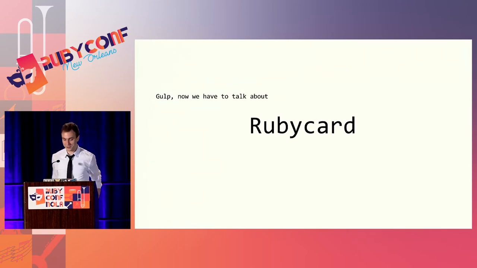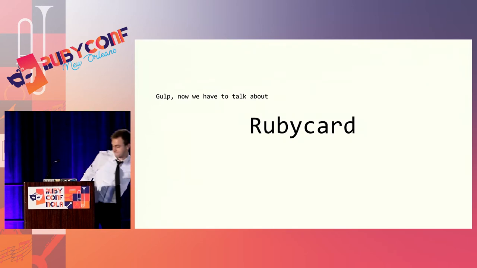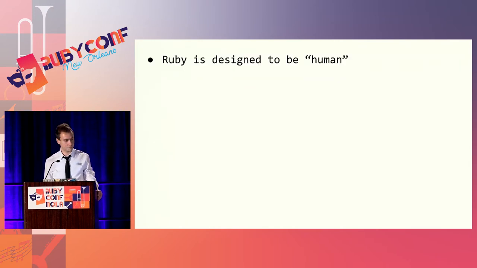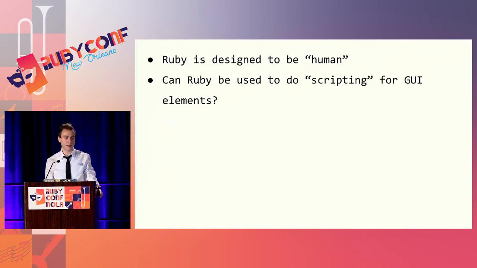Okay, so now we have to talk about RubyCard. This is a project that I embarked on a few months ago while sort of formulating this whole talk together. My motivation was thus. Ruby is designed to be human, you know, to be a joy for someone to write, to sort of read like humans speak. I was wondering, can Ruby be used to do scripting or other things besides web development, like scripting GUI elements, much like HyperTalk? And then take it a step further, can we use Ruby to make the whole GUI itself?